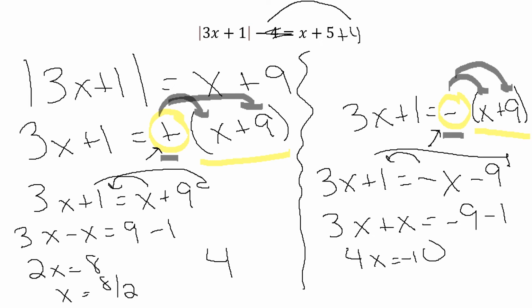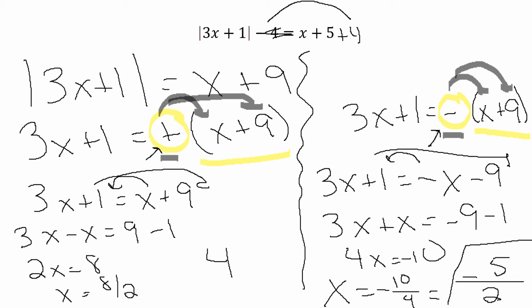Divide that. And it's okay if you have a fraction for an answer. Remember, leave it as a fraction, but fully reduce it. So negative 10 over 4, they can both be divided by 2. 10 divided by 2 is 5. 4 divided by 2 is 2. So my answers are x equals negative 5 over 2 and x equals 4. Just remember, when I have more than one thing on one side of the equal sign, like this, it has to stay together with parentheses. Let's look at another one.